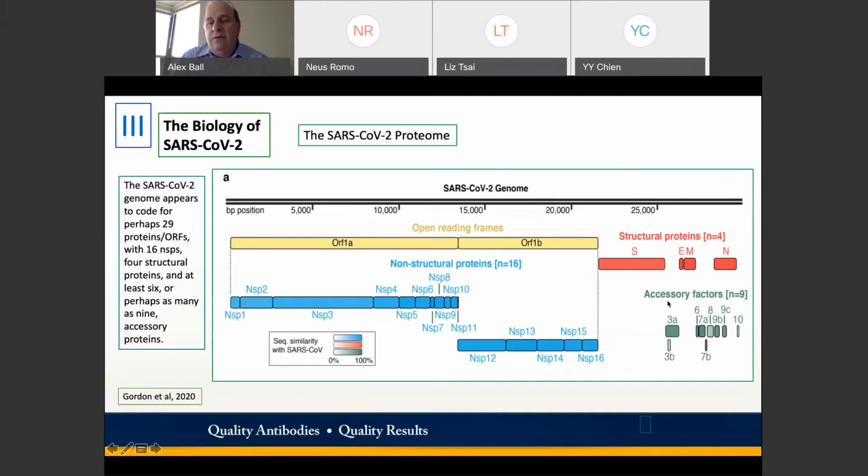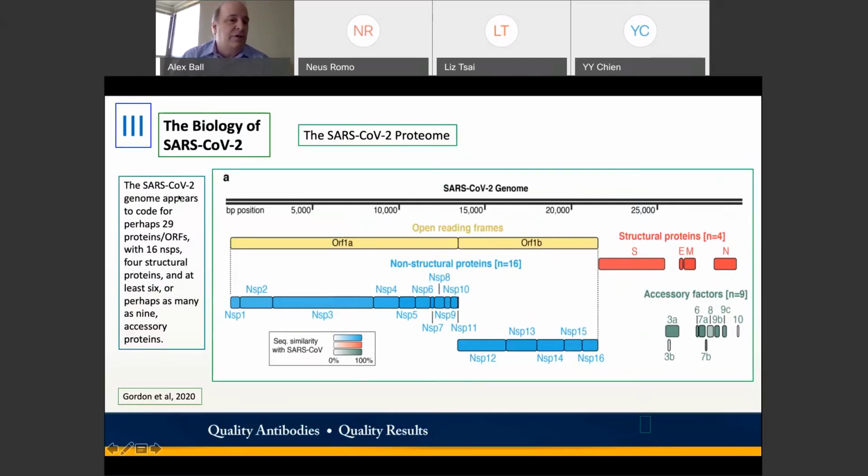which seem to have a number of functions which are still being determined. Some of them may be to counter the immune system. Others actually are involved in getting the virus released from an infected cell. As a matter of fact, there's a very recent paper about this protein 3B that seems to show that it's involved in suppressing the interferon response.